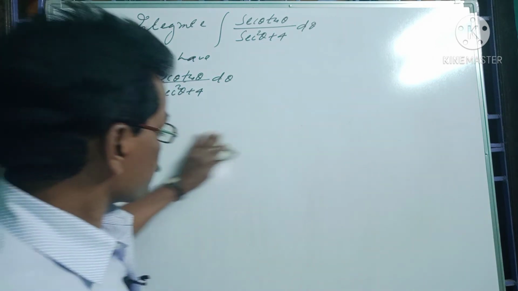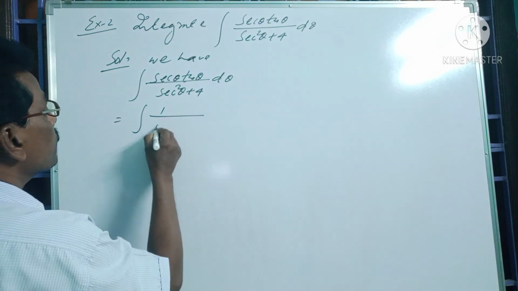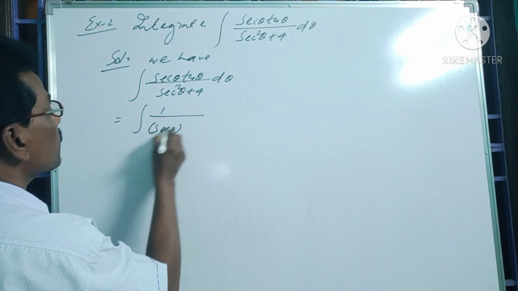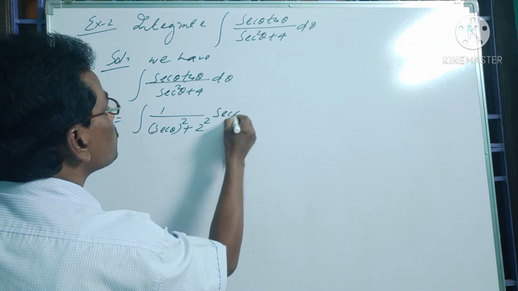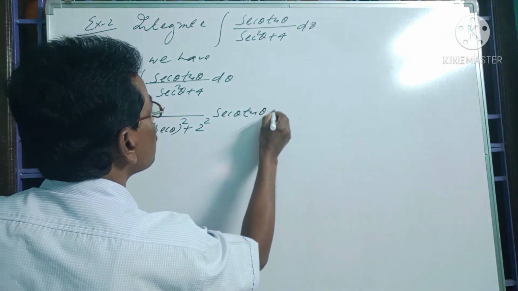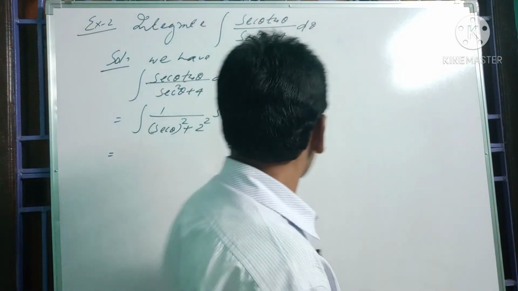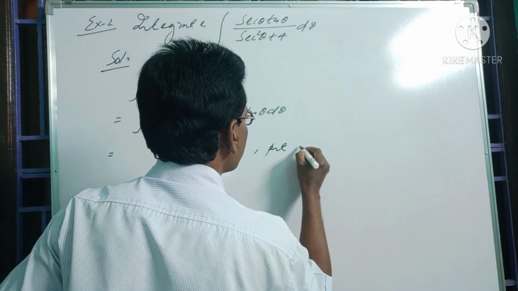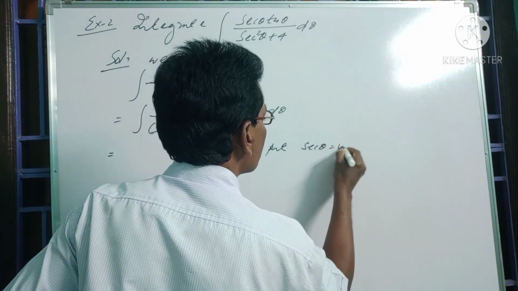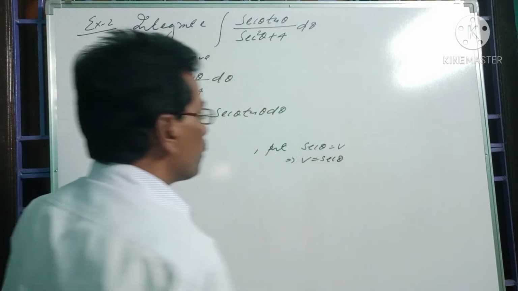So now, adjusting, we have integration of 1 by square of sec theta plus 2 square, into sec theta tan theta with respect to theta. So now let us substitute sec theta is equal to v. So we put sec theta equal to v, that is v is equal to sec theta, where v is a function of theta.